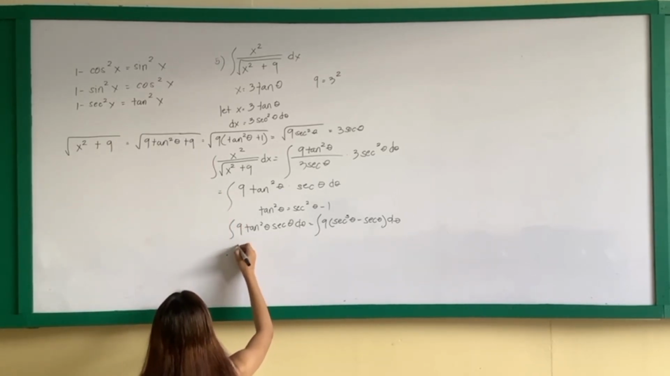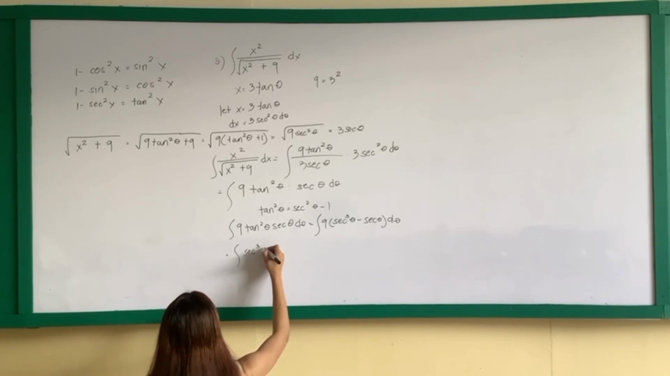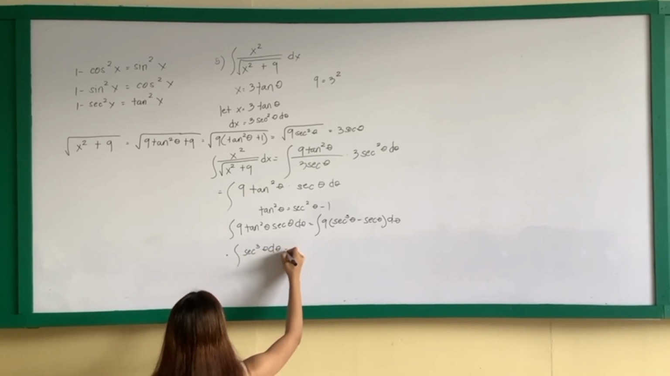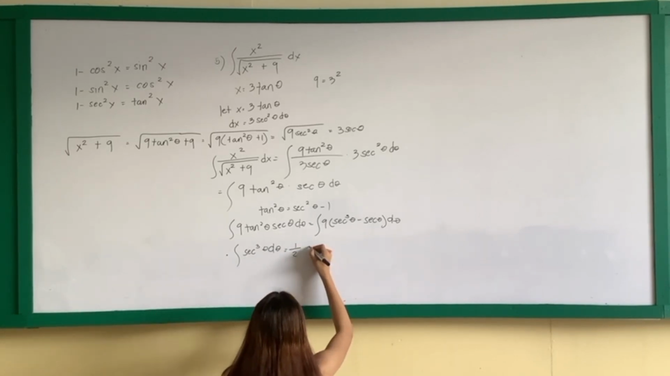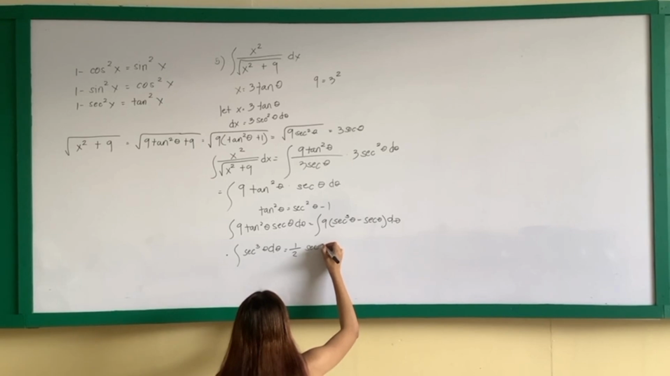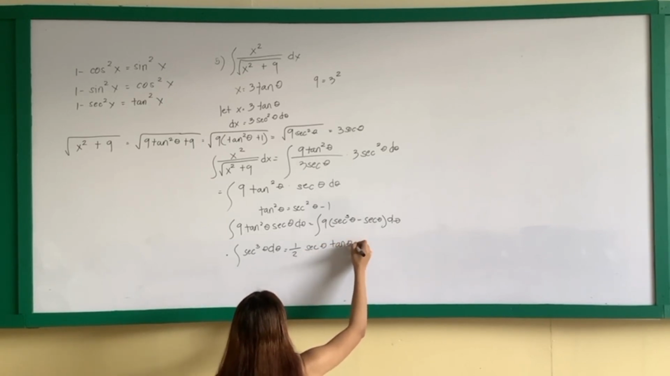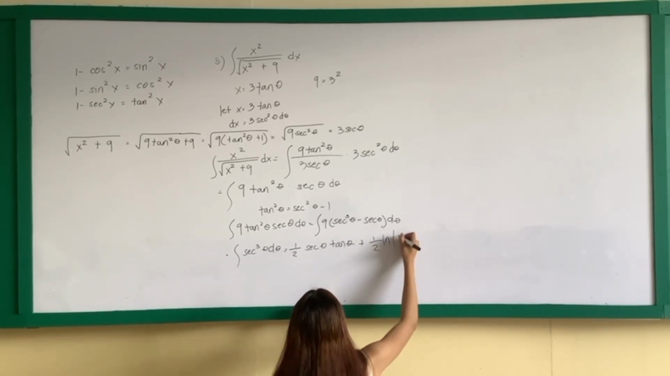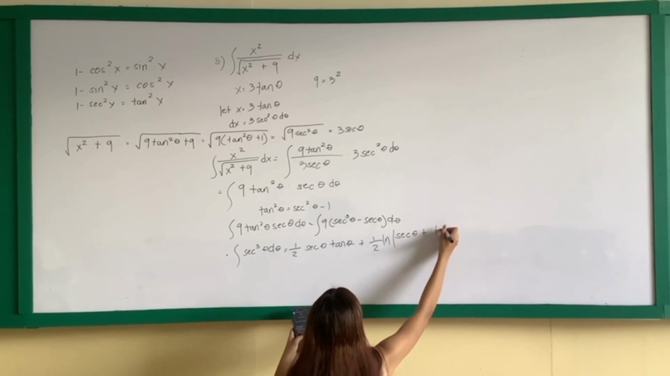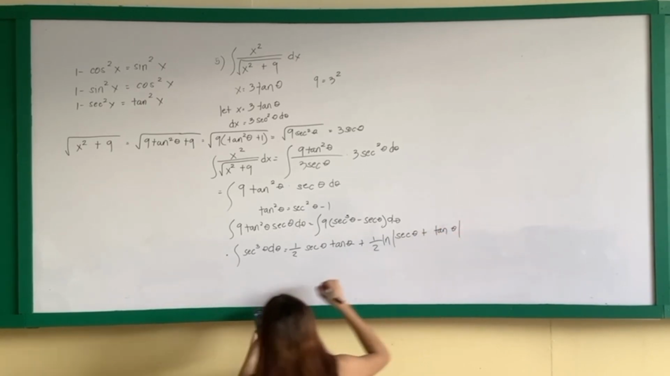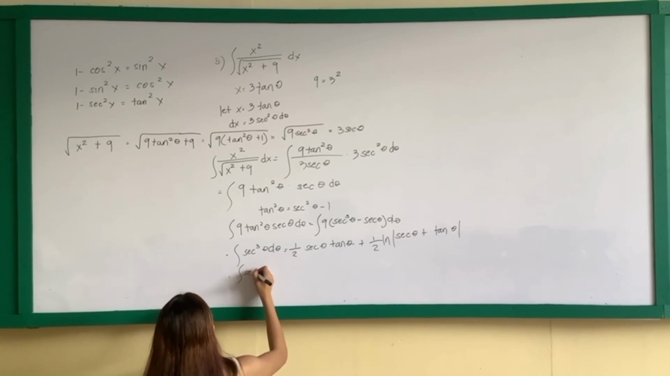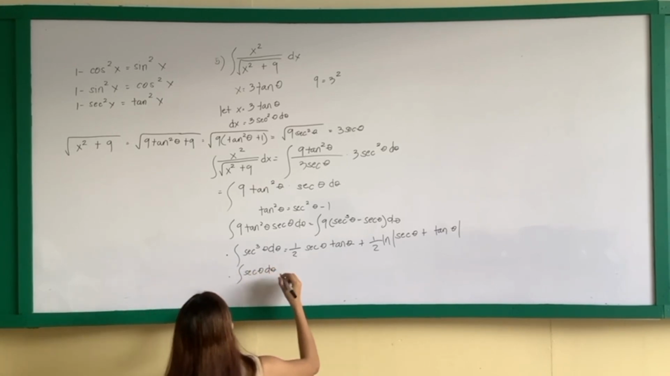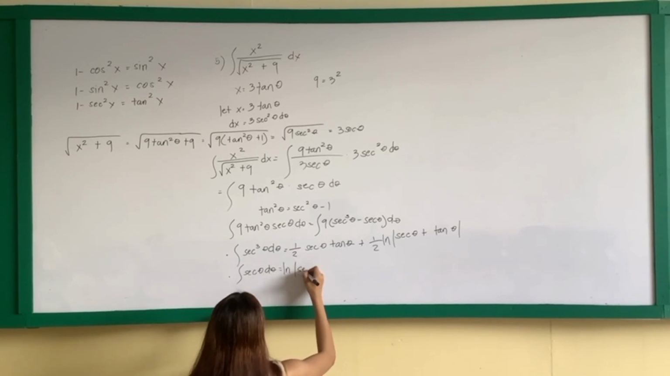And we can use this: the integral of sec cubed theta d theta is equal to 1/2 sec theta tan theta plus 1/2 ln the absolute value of sec theta plus tan theta, and the integral of sec theta d theta is equal to ln the absolute value of sec theta plus tan theta.